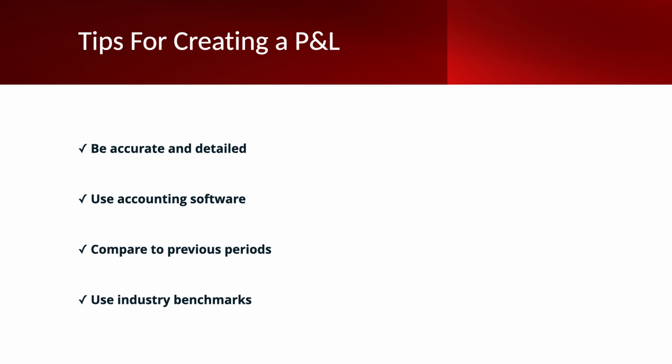Last is going to be use industry benchmarks. This is going to help you identify areas where the company may be lagging behind your competitors. So, if there are certain benchmarks that your competitors are reaching and you're not, the P&L statement is a great way to figure out what those are and how you can reach those benchmarks to stay competitive.